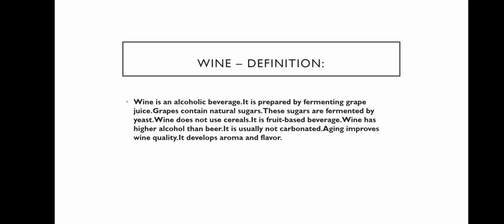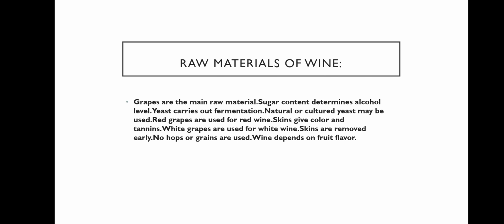Wine definition. Wine is an alcoholic beverage. It is prepared by fermenting grape juice. Grapes contain natural sugar. These sugars are fermented by yeast. Wine does not use cereals. It is a fruit-based beverage. Wine has higher alcohol than beer. It is usually not carbonated. Aging improves wine quality. It develops aroma and flavor.